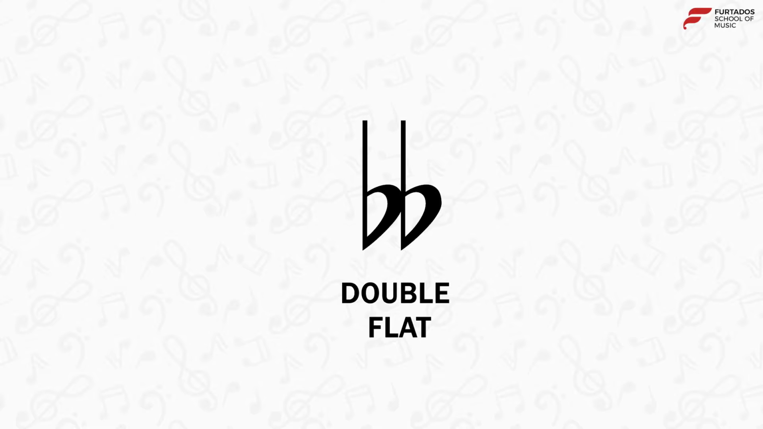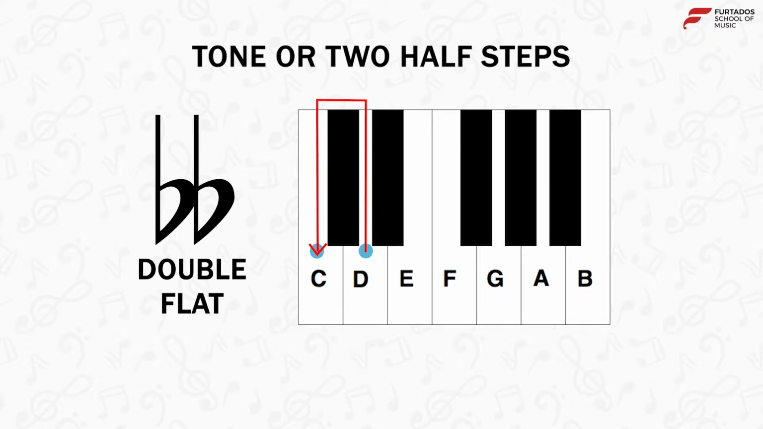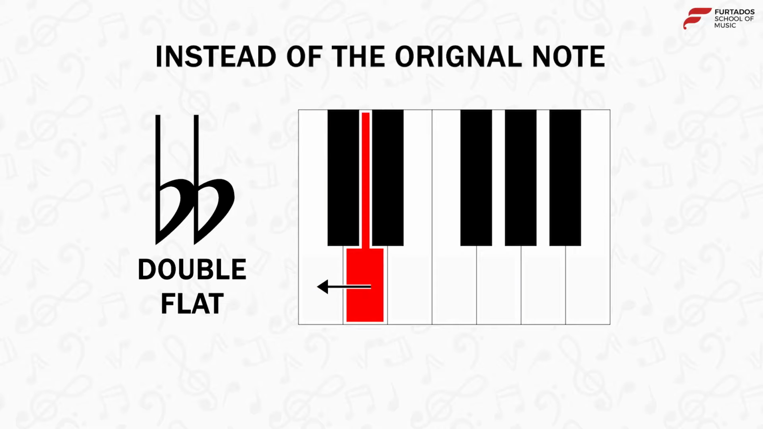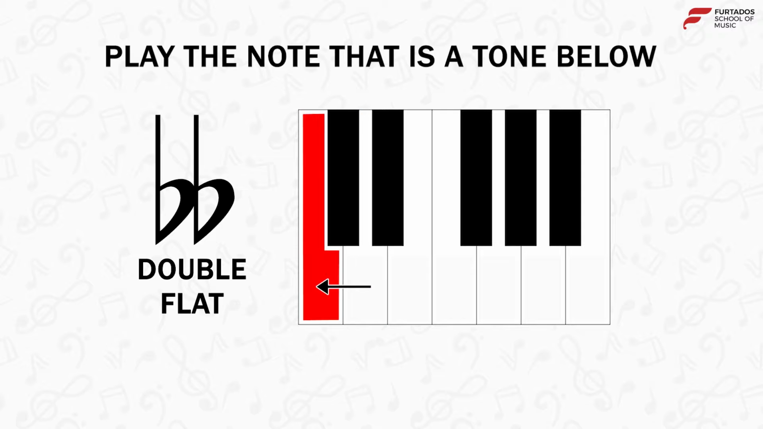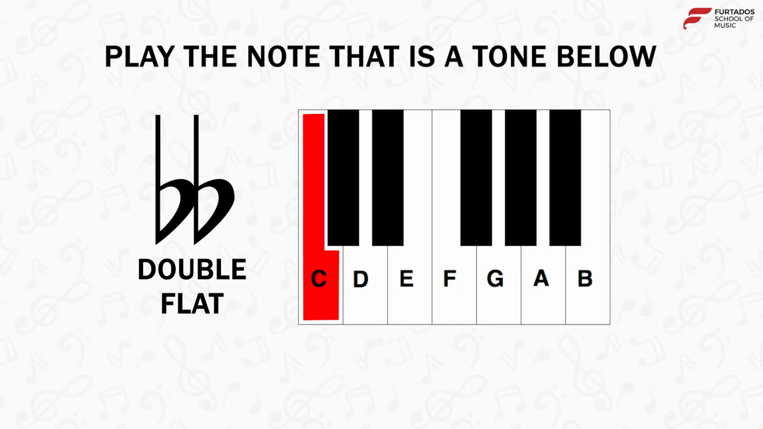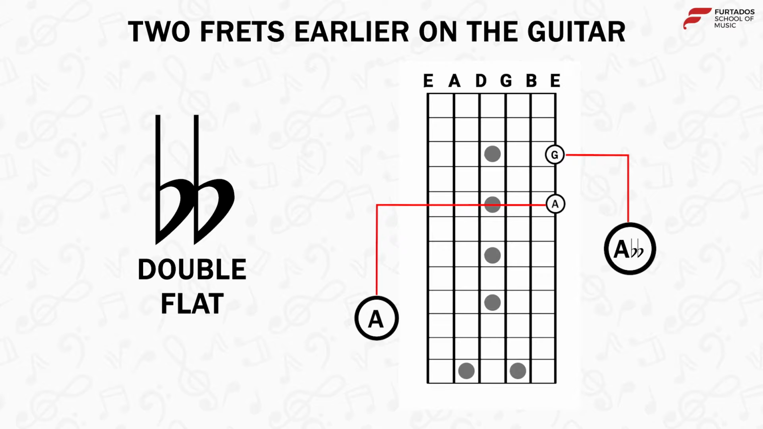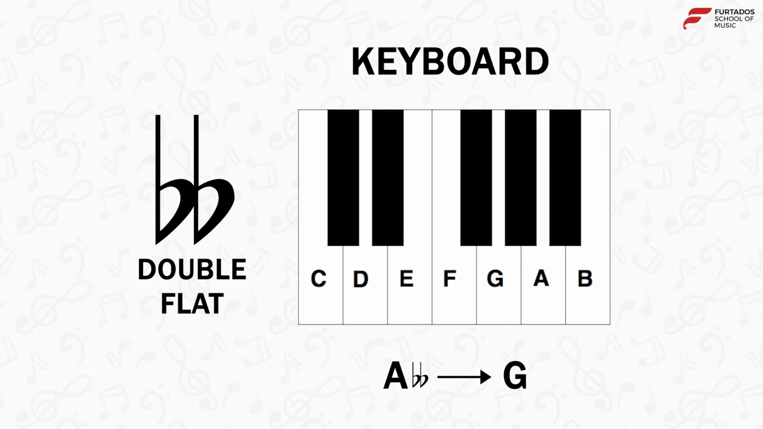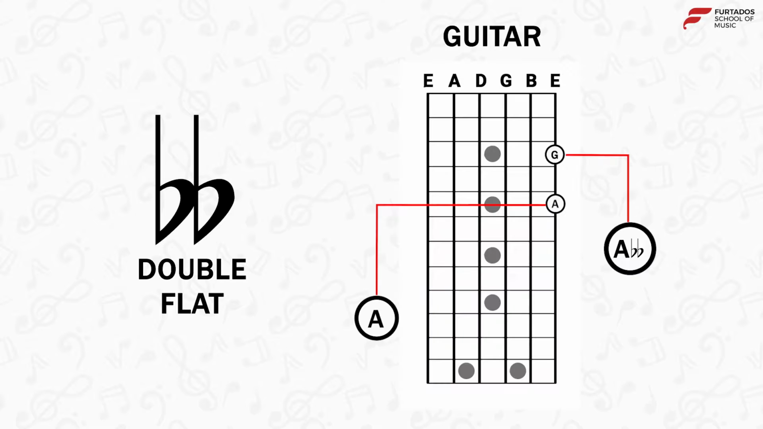A double flat. This lowers a note by a tone or 2 half steps. Instead of the original note, you should play the note that is a tone below. In this case, 2 notes to the left of the current note on the piano or 2 frets earlier on the guitar. For example, A double flat will be played as G, as you can see here on the keyboard and here on the guitar.